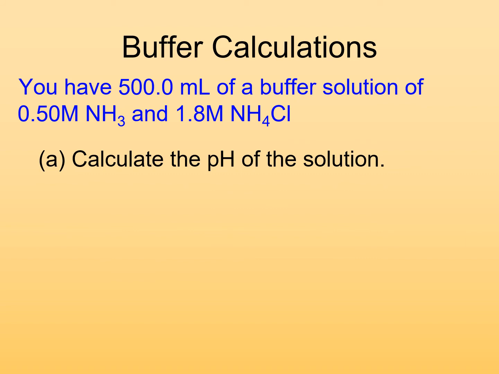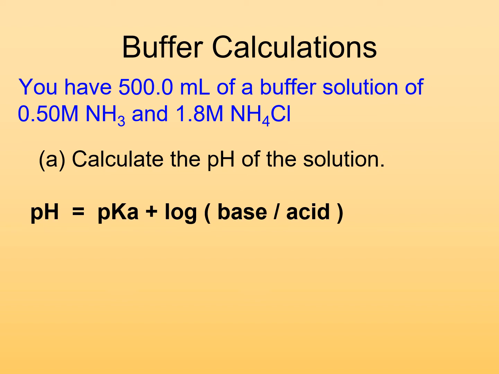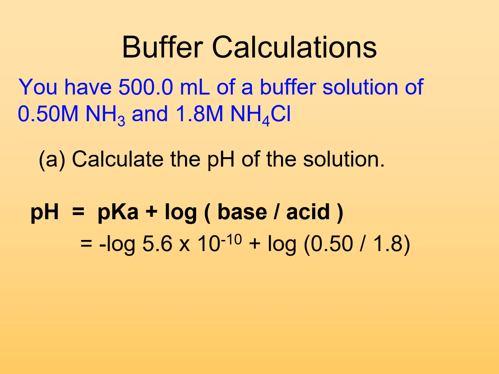First part, find the pH of the solution. So it gave us molarity of our acid and molarity of our base, and they're within the same volume, so we don't have a difference in moles or anything like that. So we can simply plug these values into our Henderson-Hasselbalch equation. And the Ka of ammonium, or the ammonium ion, is going to be 5.6 times 10 to the negative 10th. Pay attention to whether you have Ka values or Kb values.